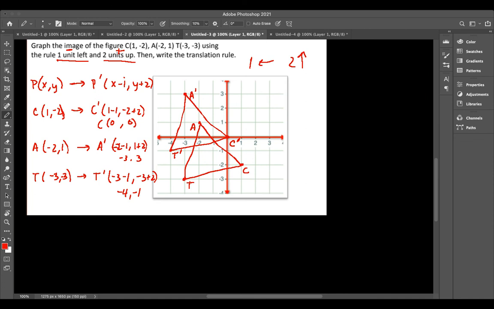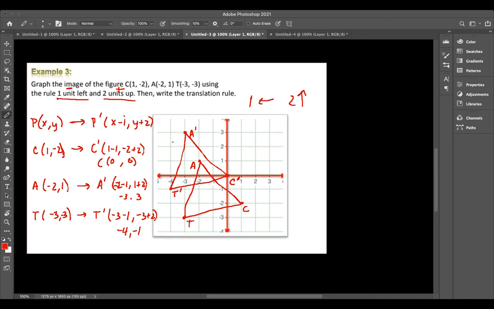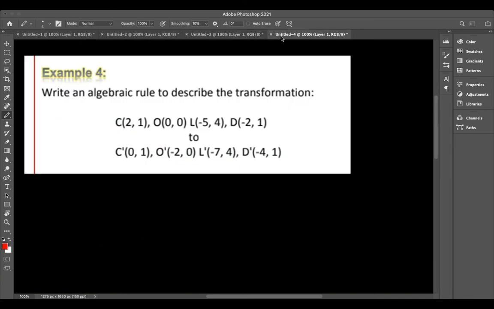Perfect. So see, that's exactly how it works. It's just using those values and figuring that out. Pretty easy, I think. All right, so let's try the last one, and then we'll be done with this section. Write the algebraic rule that describes this transformation. So we're not making it a picture. All we do is write the rule that represents the information.